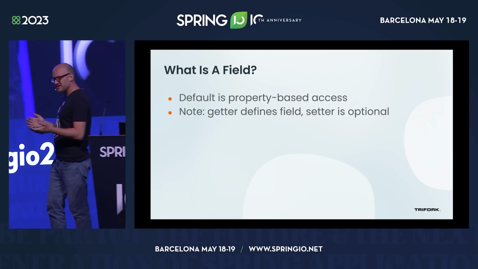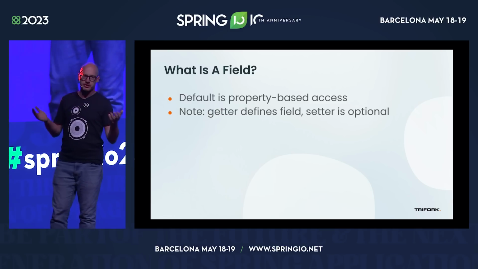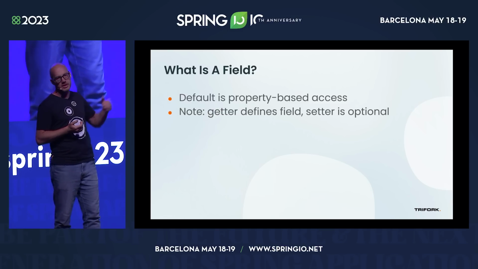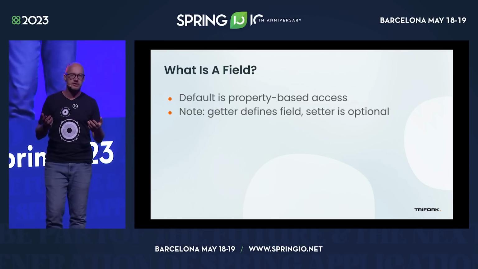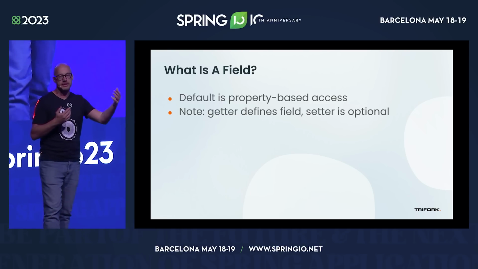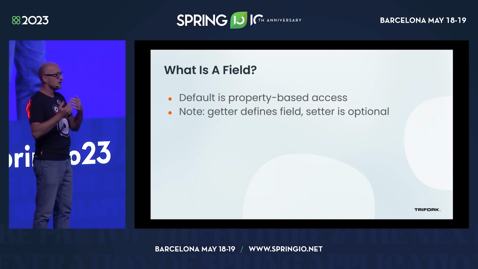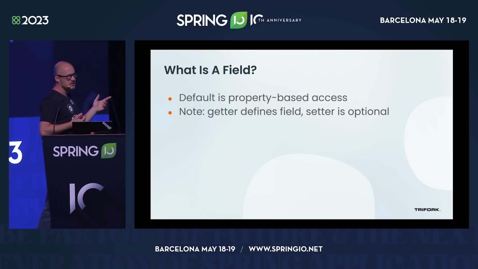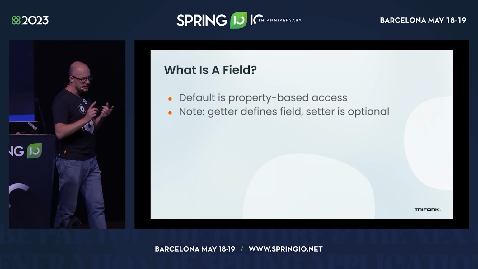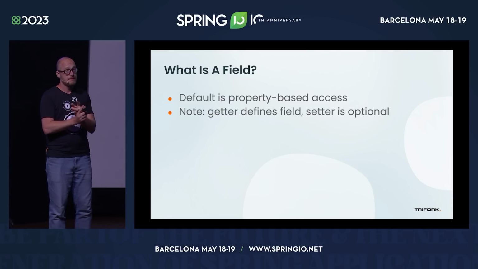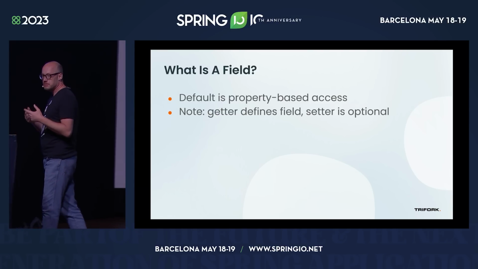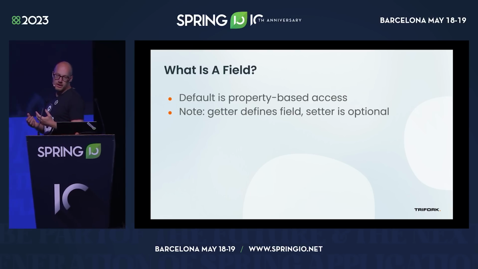Now, what JSON does when you do marshalling is it maps fields. So it's good to know what we actually mean when we're talking about a field. The default in JSON is to use property-based access, so getters and setters. If we look at our account, what I showed you is that for the ID, there was only a getter, there was no setter.